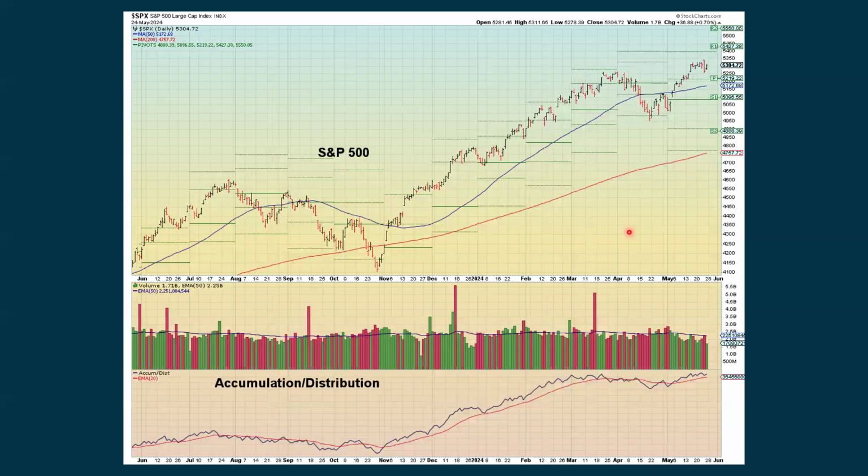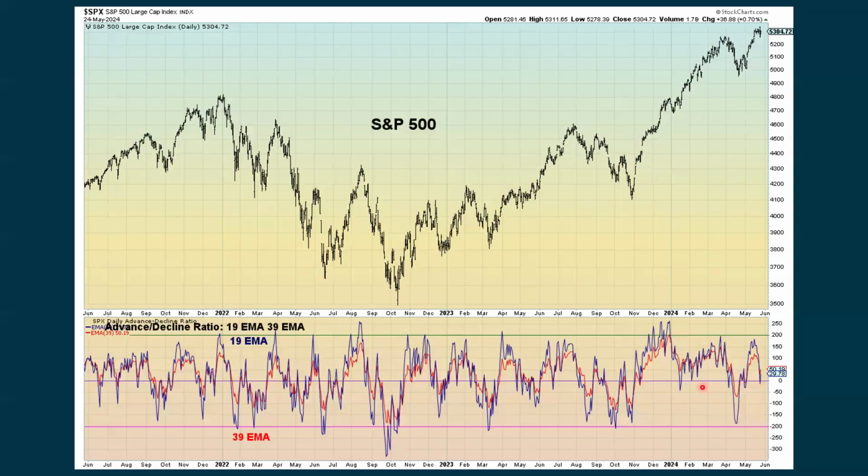We also look at accumulation distribution. This takes volume into account when being calculated. This is considered to be a smart money indicator. When we're above the moving average and going up, that's more positive, and that's what's happening right now. We keep an eye on the advanced decline ratio, both in the short term using 19 periods and then a little bit longer term with 39 periods. We dropped down below zero after Thursday with the blue line.